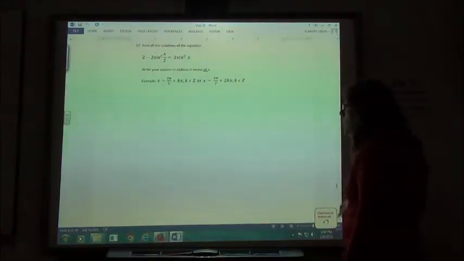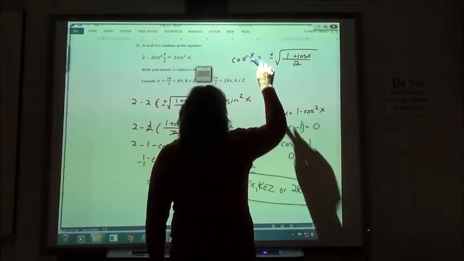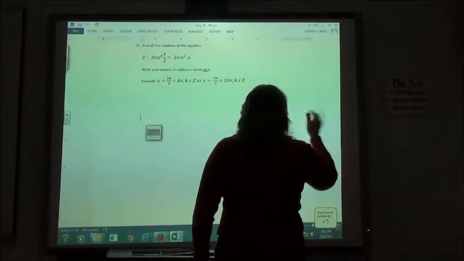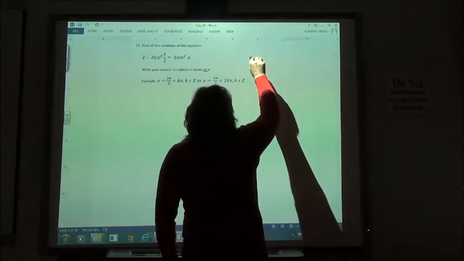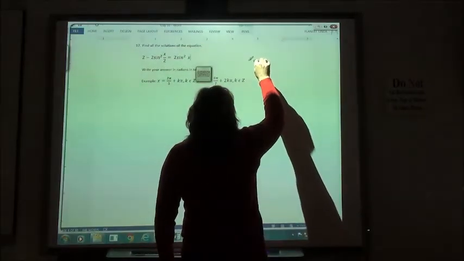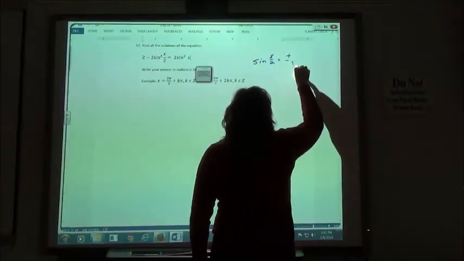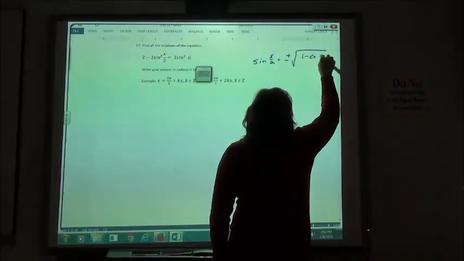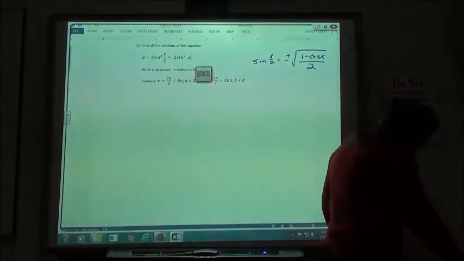The next one, we're using a sine. Now the board's going to be difficult. The sine of x over 2 is going to be plus or minus the square root of (1 minus the cosine of x) over 2, if you look up your half-angle identity on that one.